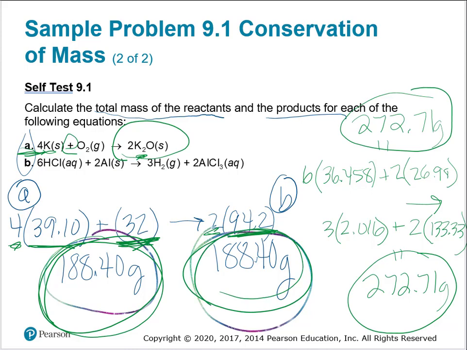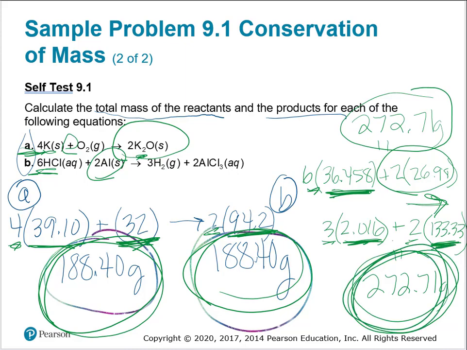Letter B, I did 6 times 1 H plus 1 Cl to give me 36.458 plus 2 aluminums, so 2 times 26.98, and on the right side 3 times H2 plus 2 times AlCl3, and 1 aluminum and 3 chlorines would equal 133.33. Add up the left and add up the right, and we should get 272.71 grams.